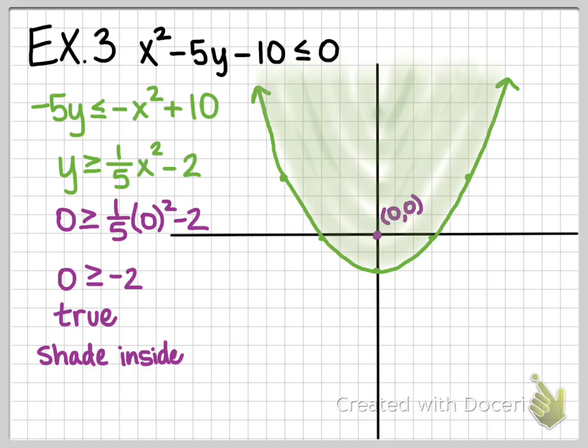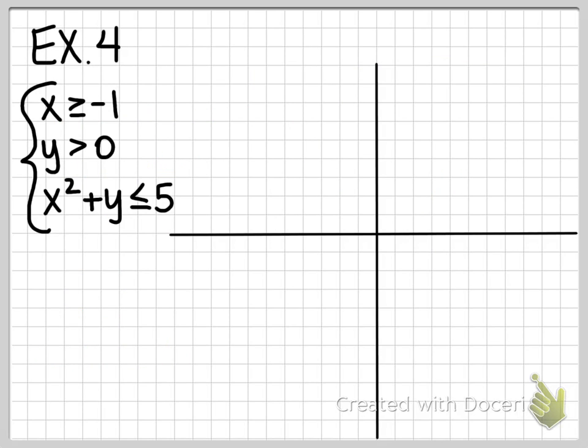Okay, so examples 1 through 3, we were just reminding how to graph inequalities by themselves. Examples 4 and 5 are going to be systems of inequalities. So that means more than one inequality on a graph. So in example 4, we have x is greater than or equal to -1, y is greater than 0, x squared plus y is less than or equal to 5. So we're going to graph all three of these on the same coordinate plane and then see where they overlap. The intersection of all three graphs is the solution to the system.